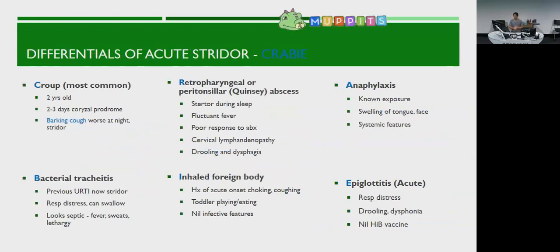Or even, I think it'd be pretty reasonable to get a stridor station for your OSCE, where a kid comes in, mom says their presenting complaint is the kid has had a fever and had a bit of noisy breathing, please assess them. And these are the sort of features that you're looking for both on history and examination that would lead you down each path. Cool, I don't think there's anything else that I want to clarify here, but that's essentially all these six conditions in a nutshell.